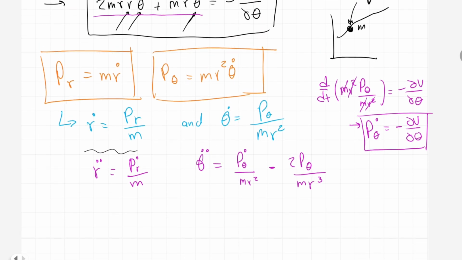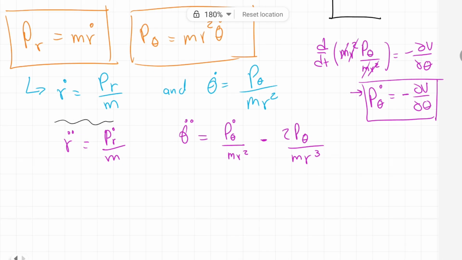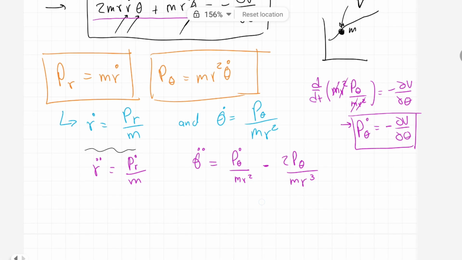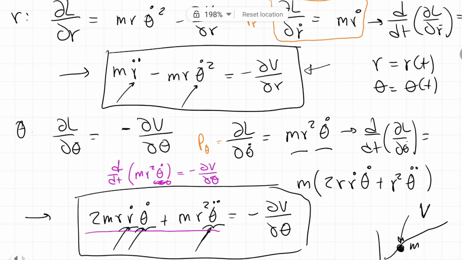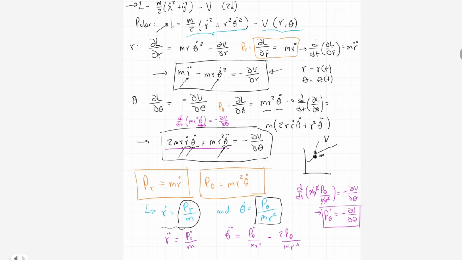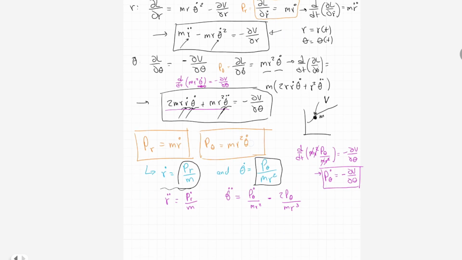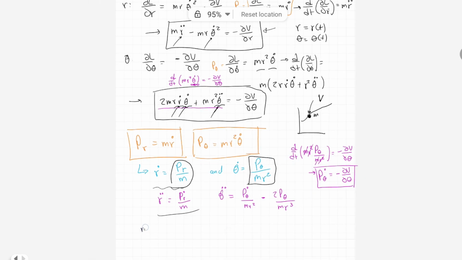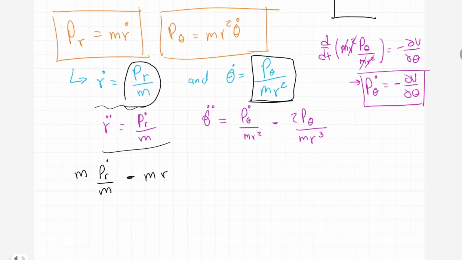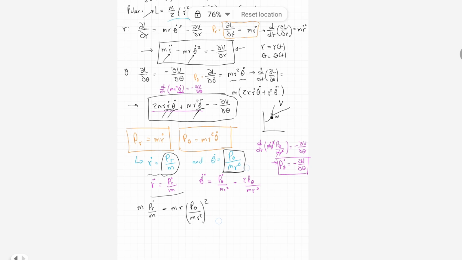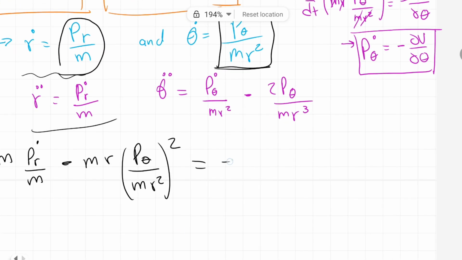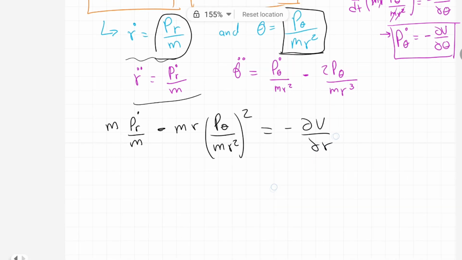Perfect. In this case, the only variable that is left is p_r dot, so we need to find that. To find p_r dot, we are going to use this equation that we have here. We know that r double dot is equal to this, so we get m r double dot, that is p_r dot over m, minus m r theta dot squared, but theta dot is this, so this is p_theta over m r squared, and then this is equal to negative the partial of V with respect to r. Okay, perfect.